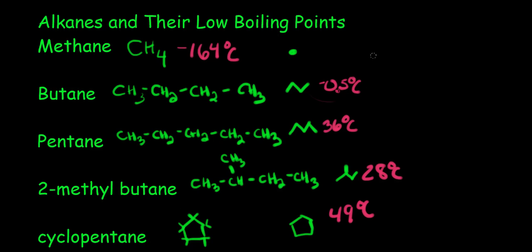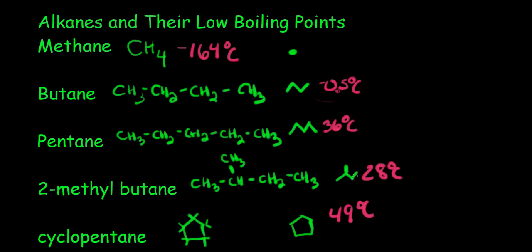Okay, so if we just look at this information to start, we can notice that methane, our smallest alkane, has a boiling point of -164, whereas a longer alkane, pentane, with its 5 carbons, has a boiling point of 36 degrees Celsius. So right off the bat, it seems to be that the longer the chain, the higher the boiling point. And we noticed a couple other things.